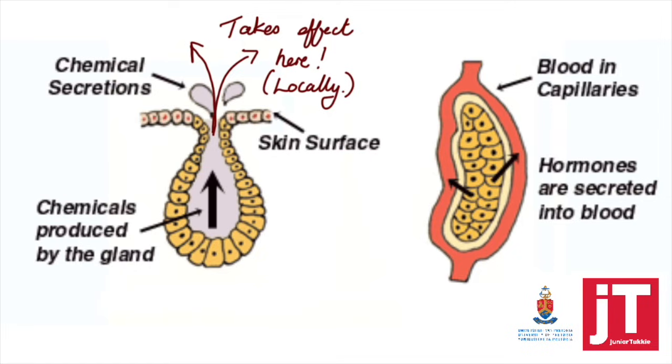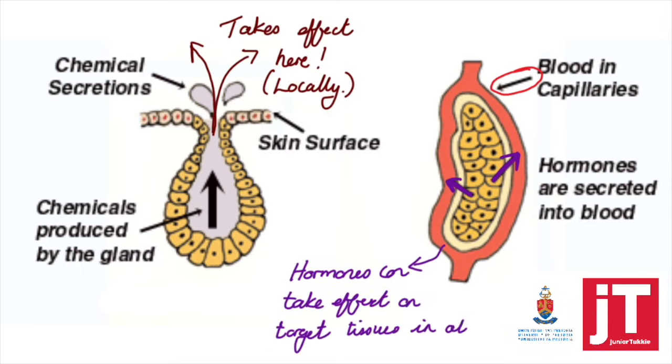as an exocrine gland. If we look at this side, we can see that these blood capillaries that are surrounding the gland are actually picking up the secretions of hormones by this specific gland. These can then travel in the blood to other areas of the body and affect target tissues quite far away from where the gland actually is. Just once again, this means that this gland is going to be an endocrine gland.